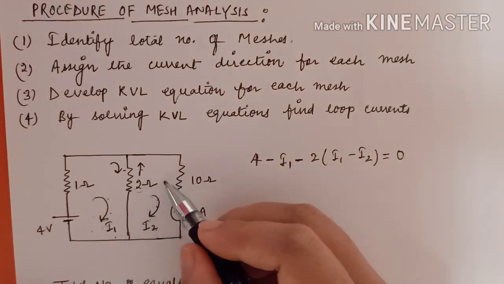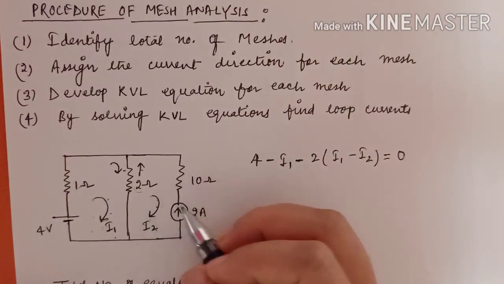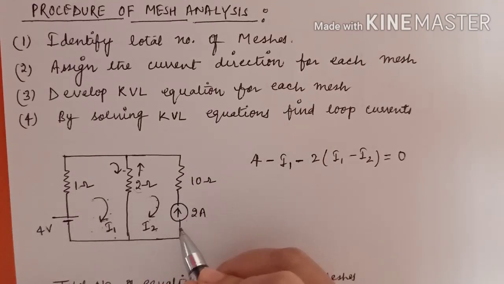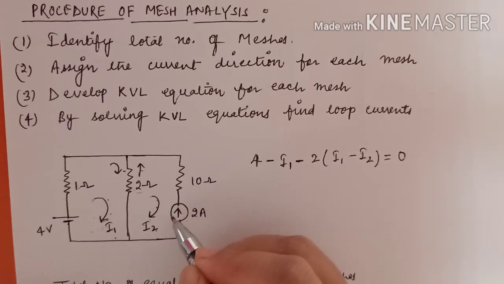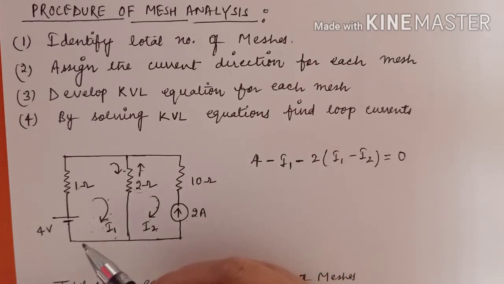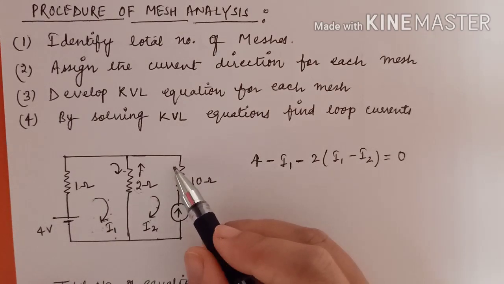Now similarly write the KVL equation for this loop. So for this loop you can write, see here no voltage drops are there. So if no voltage drops are there, you can write the KVL equation for the loop, and 2 ampere current is flowing here.